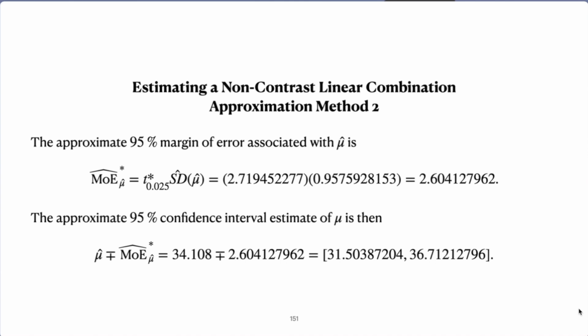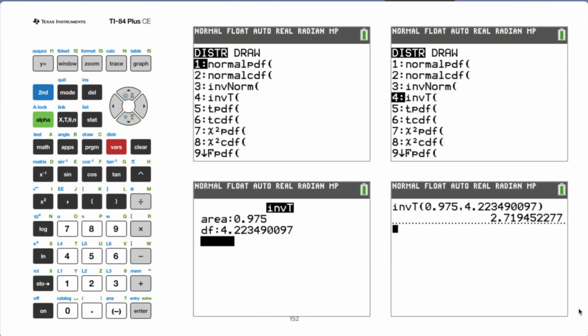All right, now, again, I just wanted to show you how I came up with the interval coefficient using Satterthwaite's approximation. Once we had that degrees of freedom, which was 4.223490097, I'm again using the inverse t function on the TI-84. And again, this is the inverse of the CDF, the cumulative distribution function.